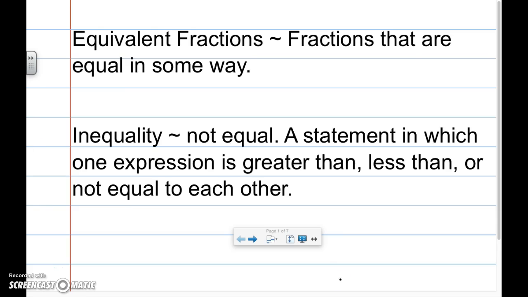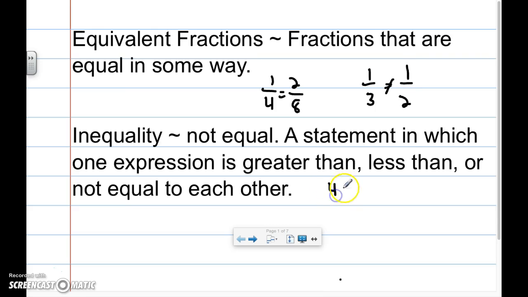So here would be an example of fractions that are equivalent: 1/4 and 2/8. Those fractions are equivalent. Fractions that are not equivalent would be 1/3 and 1/2. Those are not equivalent. An inequality is anything where one is greater than the other, or less than, or not equal to each other.